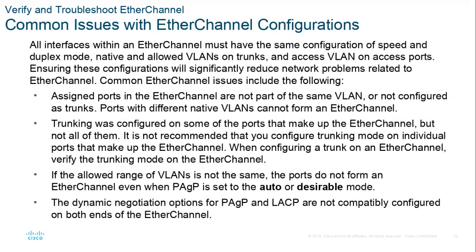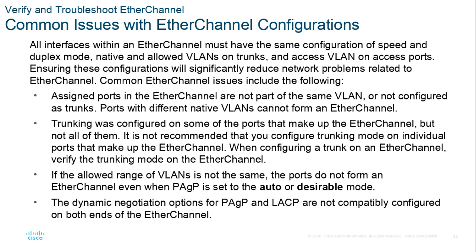Okay, so common issues. They all have to be the same configuration of speed and duplex mode. I can't mix Fast and Gigabit Ethernet. Can't mix copper and fiber. The native VLAN must match. The allowed VLANs must match. Access VLANs on access ports must match.